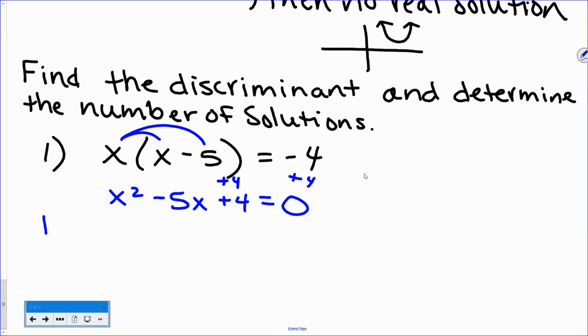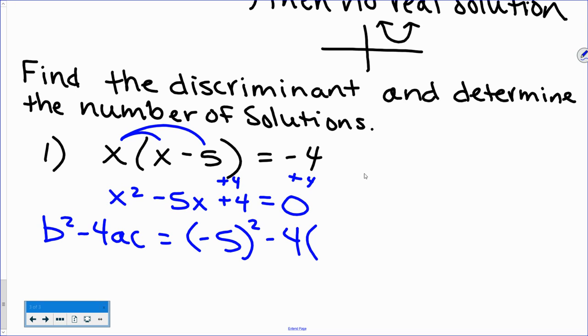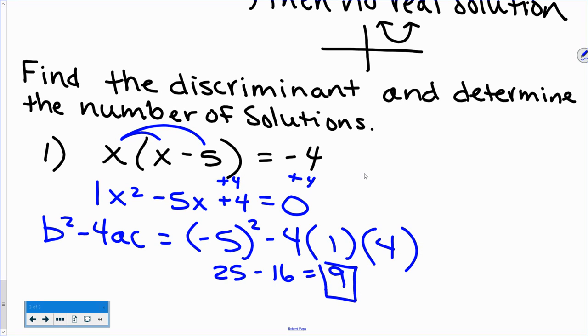The discriminant is only the b squared minus 4ac, so I need to calculate that number. So my b is -5. I will square -5. I'll take 4 times my a, which would be 1, and my c would be 4. So I am taking -5 squared would be 25, and minus 4 times 1 times 4 would be 16. So I get 9.